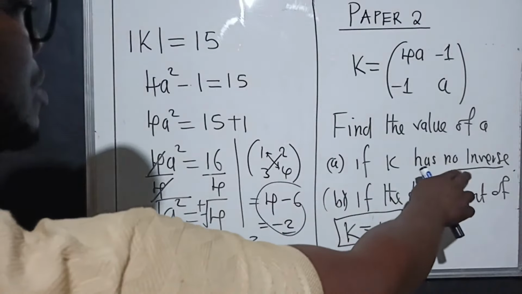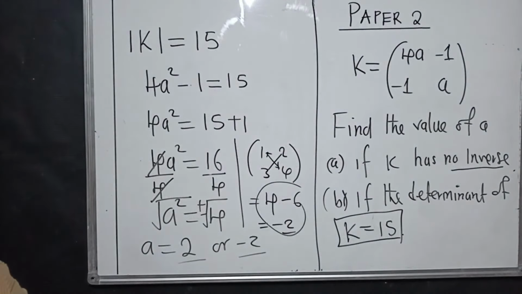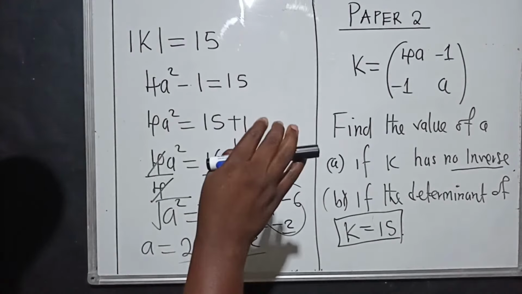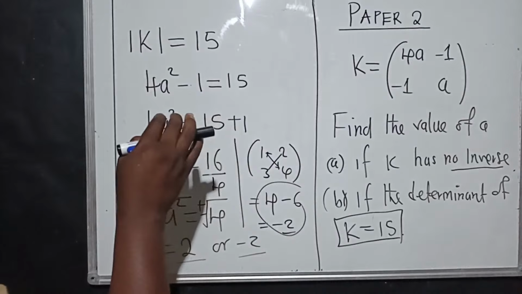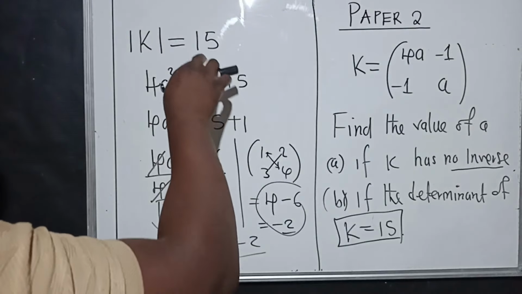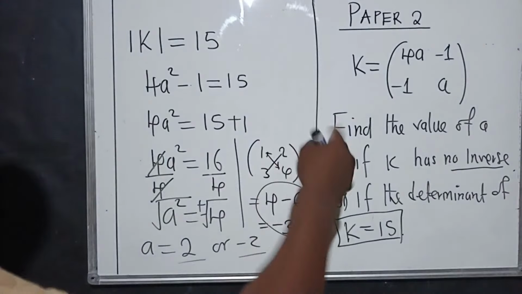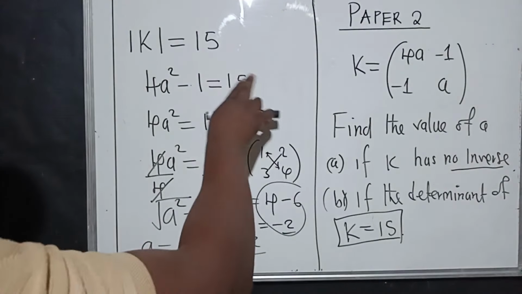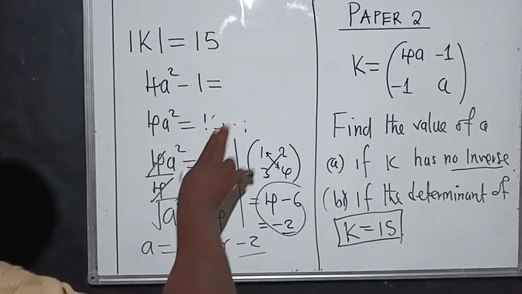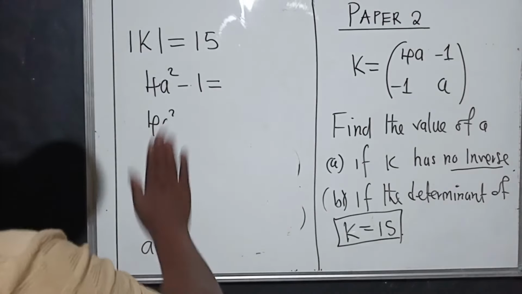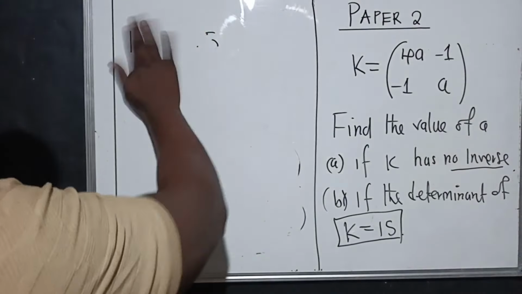Now here the statement is telling us that it has got no inverse. When there is no inverse, don't think about anything else. Just think about the 0 here, meaning the determinant of the matrix is equal to 0. So where there is 15 here, you just put a 0 and solve, just like that. So let me write it for question A. For question A, you do the same.